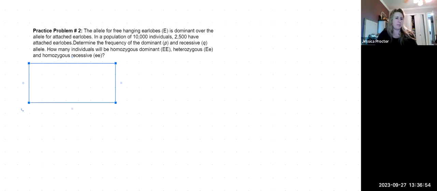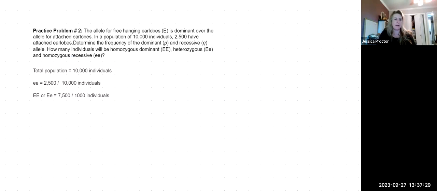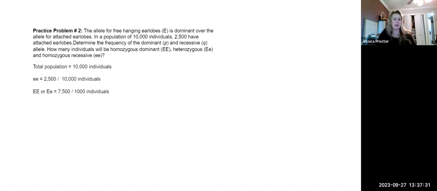And we know that the remaining portion of the population, if they're not homozygous recessive, they have to be either homozygous dominant or heterozygous. So in our calculators, we simply take 10,000, the total in the population, and subtract 2,500. So we know that 7,500 individuals out of 10,000 have to be either homozygous dominant or heterozygous. Okay, so we've got our little summary of our problem there.